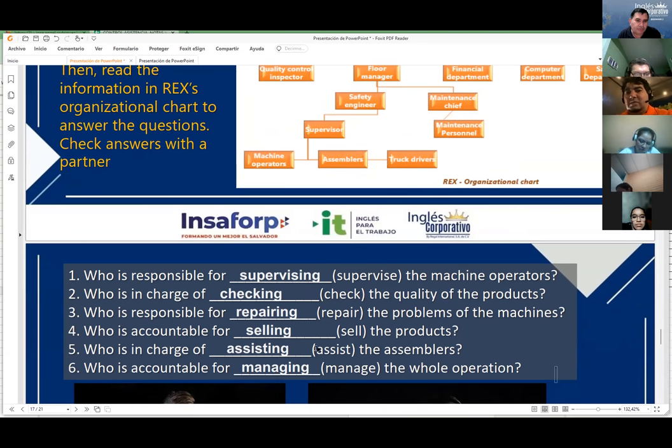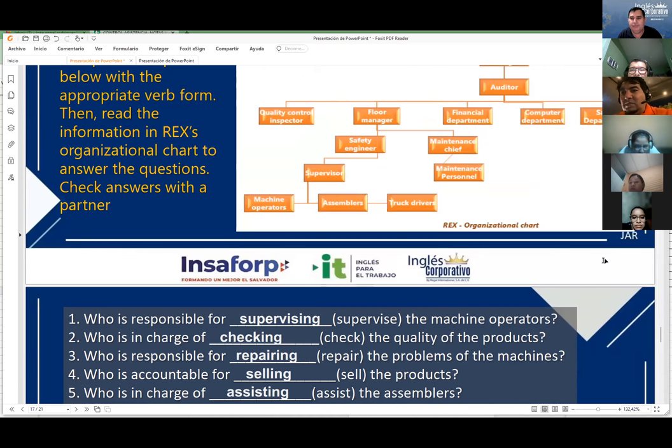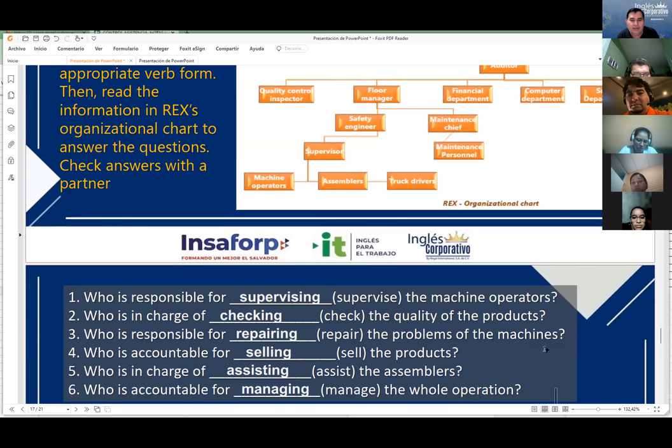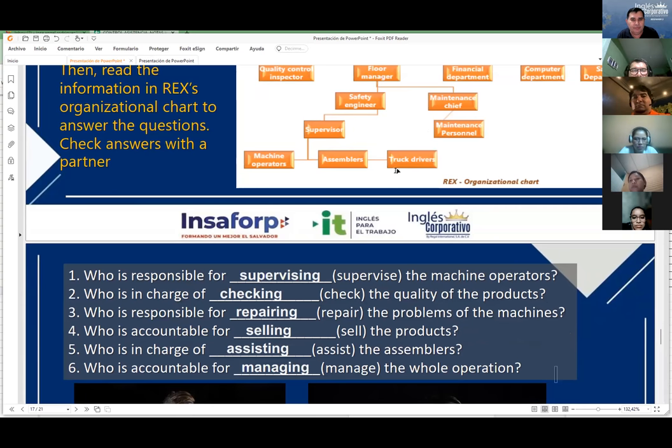Who is accountable for selling the products? Financial department. Sales. The financial department is responsible for giving the money for buying the materials. But the sales is responsible for selling the product. Okay, who is in charge of assisting the assemblers? Truck drivers, probably, yes, in the transportation, but normally the machine operators.